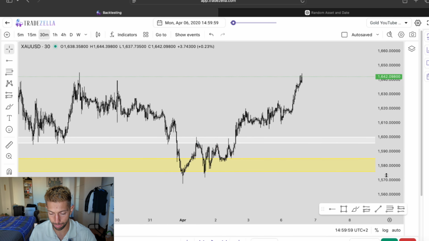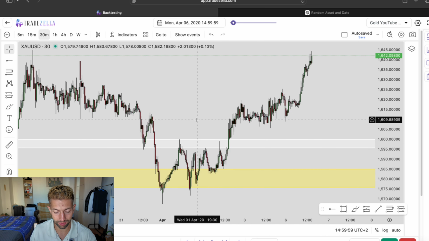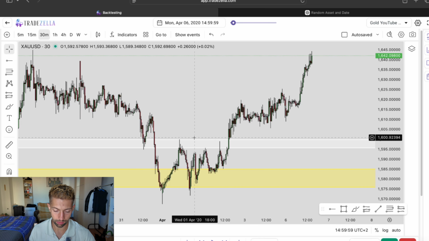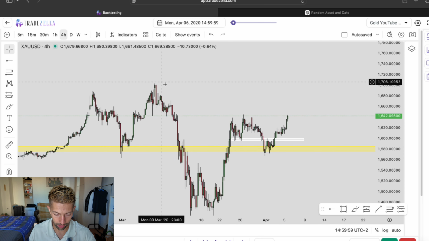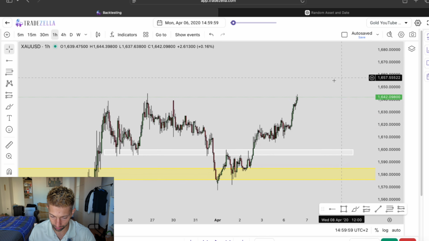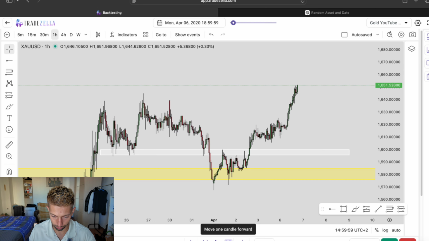So that's something you need to keep in mind, boys, that support and resistance is a zone. It's not a specific price, okay? So yeah, but I would adapt and I would continue with this bullish trend.